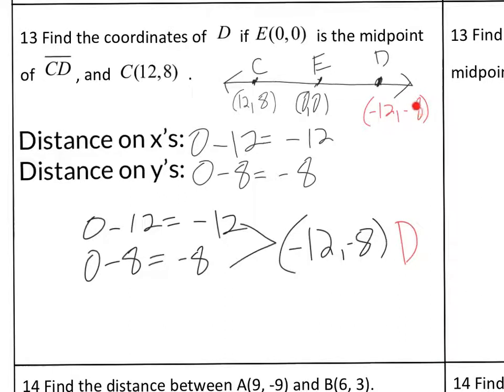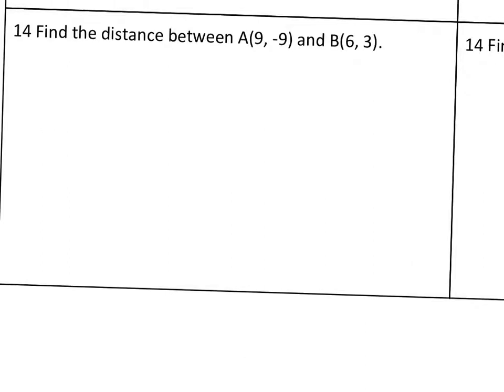So I just erased the little question mark and just wrote negative 12, negative 8 there. But yeah, that's all there is to say about that one. Number 14, find the distance between A and B.